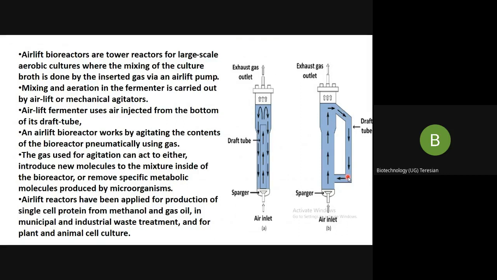So we shall look into some of the importance. I think I have not mentioned the importance in the slide. This type of reactors can be operated at a very low cost since there is no moving parts or agitator. So there is no agitator, so it is less cost effective. Okay, not much costlier. Therefore, the airlift fermenter is also called a pneumatic reactor, as I told, because they do not have any agitator.